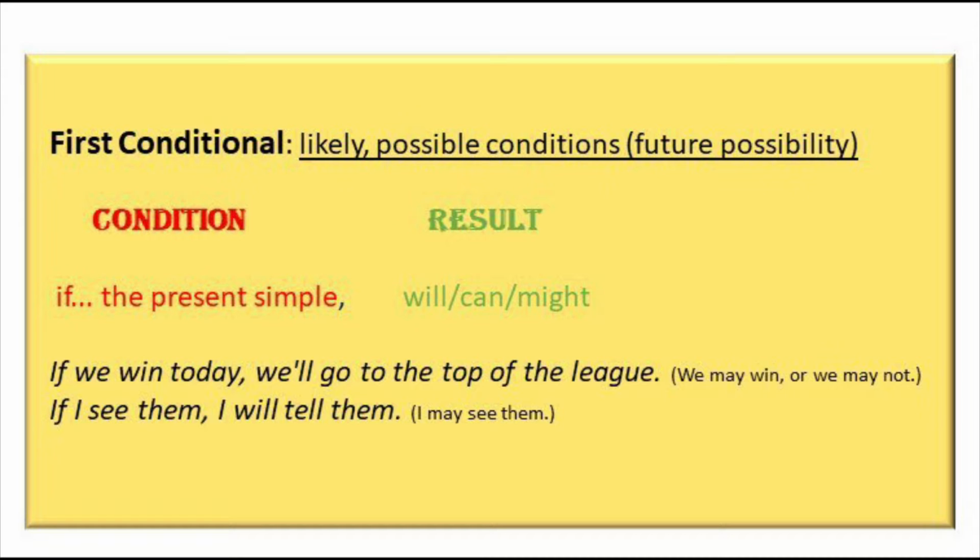We may win or we may not. If I see them, I will tell them. I may see them. We use the first conditional when we are talking about likely, probable, real situations, so something that may happen in the future. And we use the present simple in the if clause, and we use will or modal verbs in the result clause. In the second conditional, we've got some examples like this.